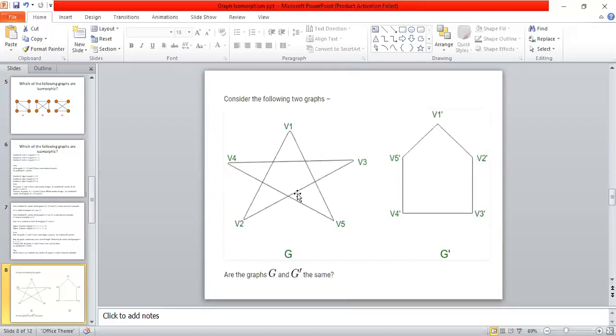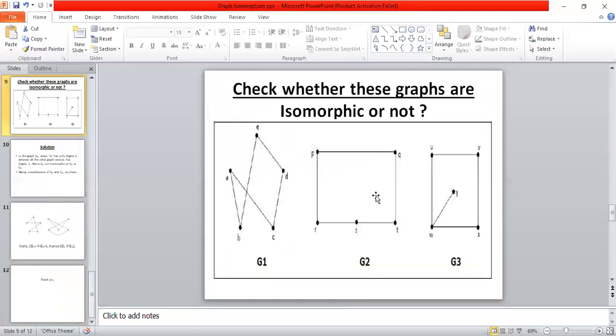Both the graphs have the same length of cycles. Therefore, all four necessary conditions of graph isomorphism are satisfied. Therefore, G and G dash are isomorphic graphs. Okay, that's the way you have to check. First condition, the number of vertices should be the same, the number of edges should be the same, the degree sequence should be the same, and both the graphs should have the same number of circuits of a particular length.